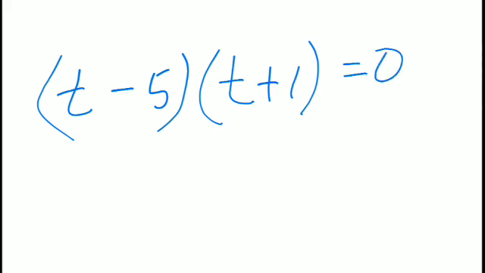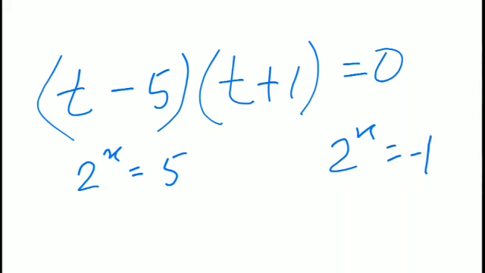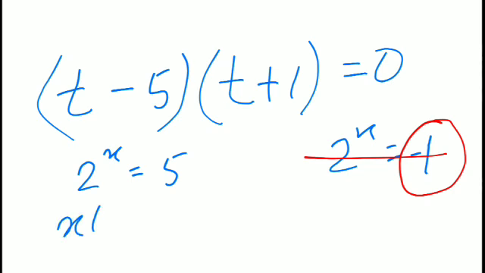So let me just replace t with 2 to the power x, and just like we did earlier, what does it basically mean? That या तो मेरा 2 to the power x will be equal to 5 or my 2 to the power x will be equal to minus 1. Now it's pretty evident that this is not possible. 2 to the power anything will never give me a negative value. So this is discarded. And in the other case, if I take log on both sides, it will be x log 2 is equal to log 5.